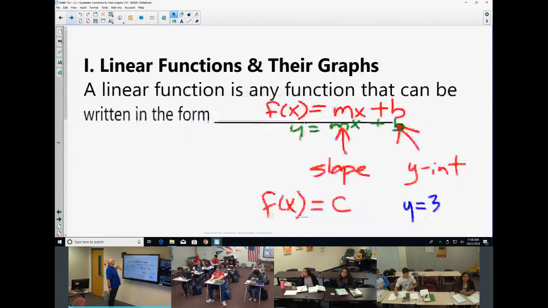A linear function is any function that can be written in the form f of x equals mx plus b, or y equals mx plus b. M, remember, is the slope and b is the y-intercept.